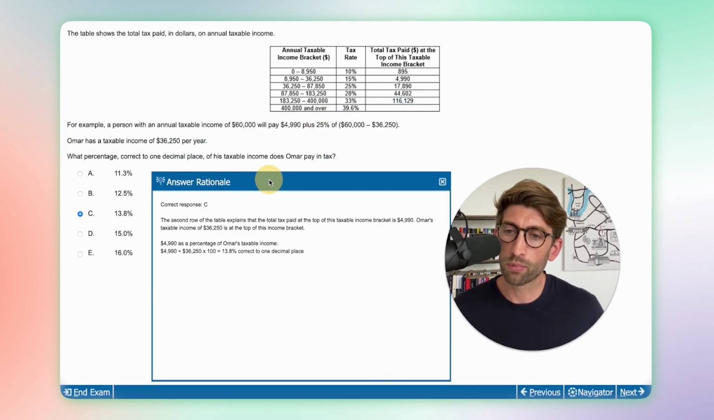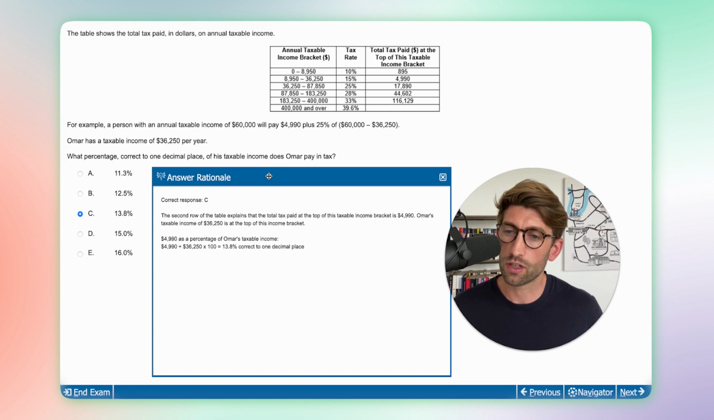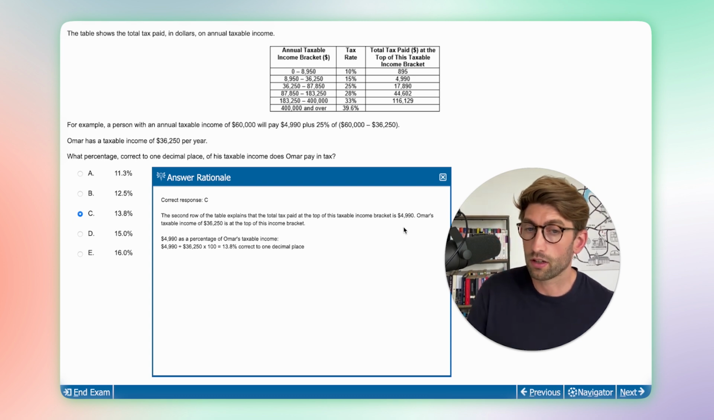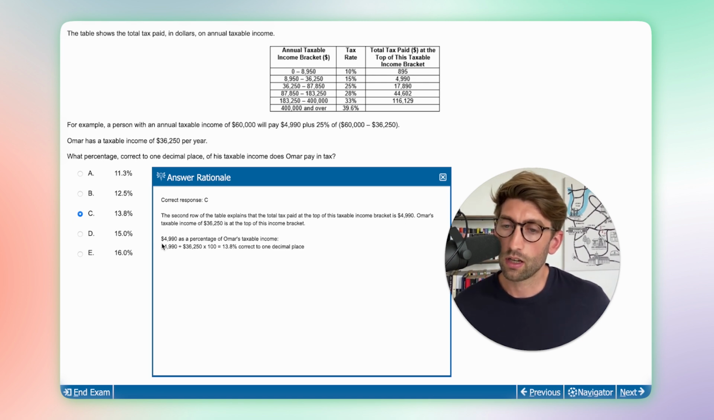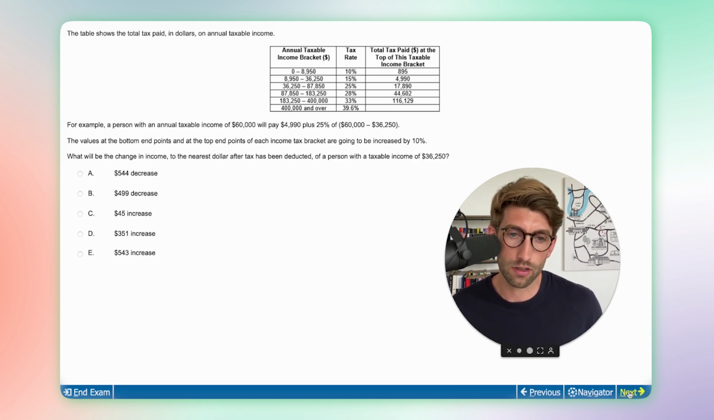Yeah, this is a simple one because this is more about logic than it is about maths, like I said before. The second row of the table explains that the total tax paid at the top of the taxable income bracket is 4,990. Omar's taxable income is this. So here's his tax, here's what he earns, and we just want to work out one divided by the other to work out what his tax is. Yeah, so I hope you got that one. Right, let's have a look at the next question.